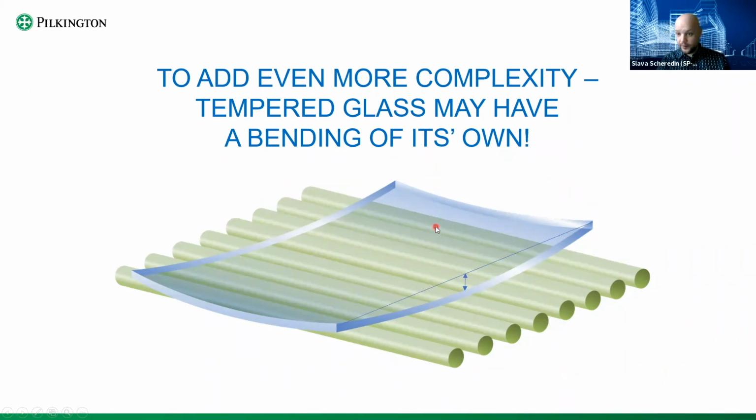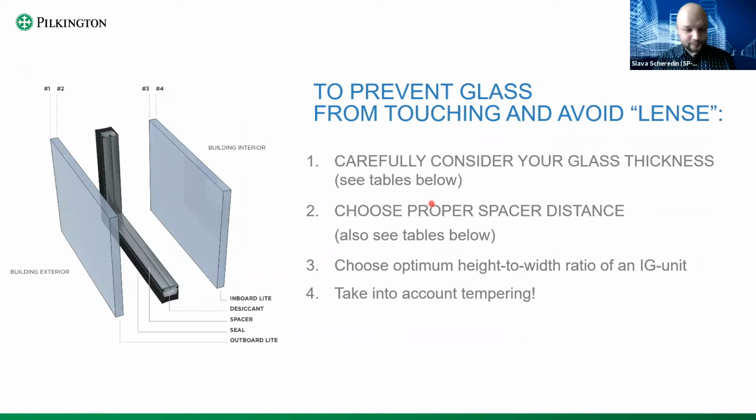So kind of normal. Although in my opinion, tempering glass standards are way too lenient to the processor in this regard, because the allowances for the bending are too much. So: glass thickness, spacer distance, height to width ratio, plus tempering. All of this combined can be quite difficult for those who are not dealing with it on a day-to-day basis.